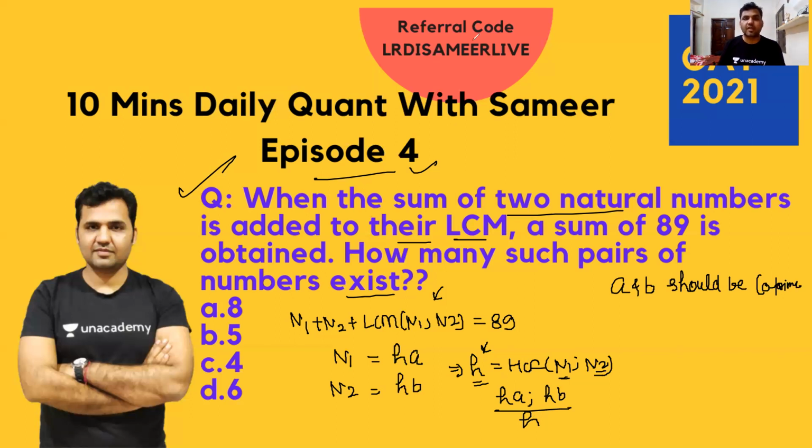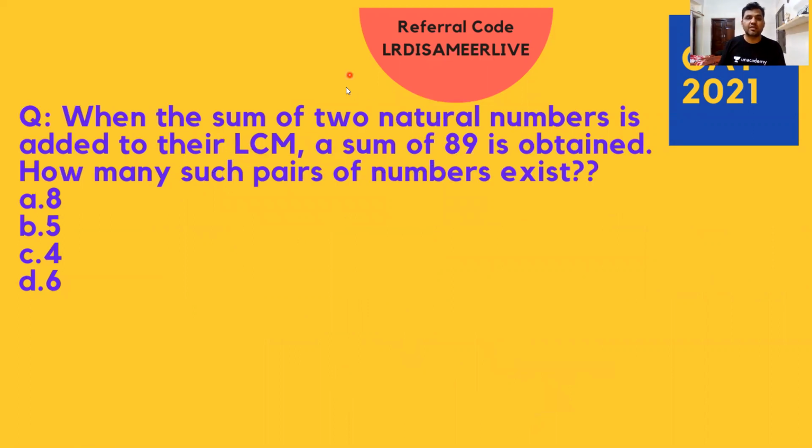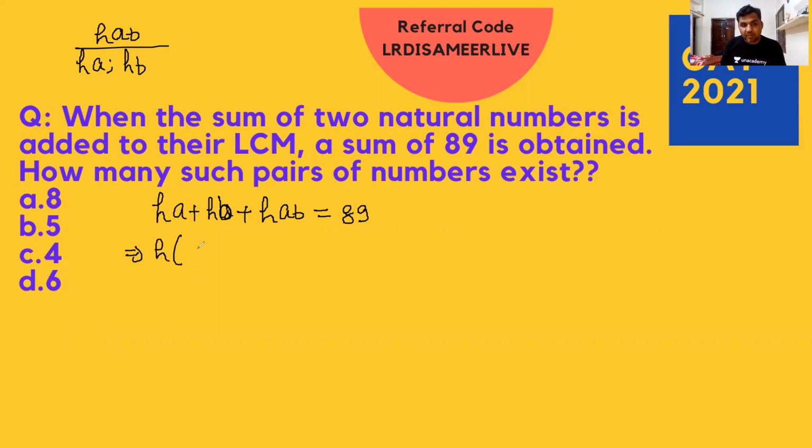So that is one thing you're supposed to know. Now, when I assume the numbers to be HA and HB, use the concept here: HA plus HB plus their LCM, right? The numbers are HA and HB. LCM means the least common multiple, which will obviously be HAB. So HA plus HB plus HAB, that is the LCM, is equal to 89 as per the statement of the question. When I take H as common, this would be H times A plus B plus AB, right? This HAB is the LCM of HA and HB, the least common multiple. This is equal to 89.